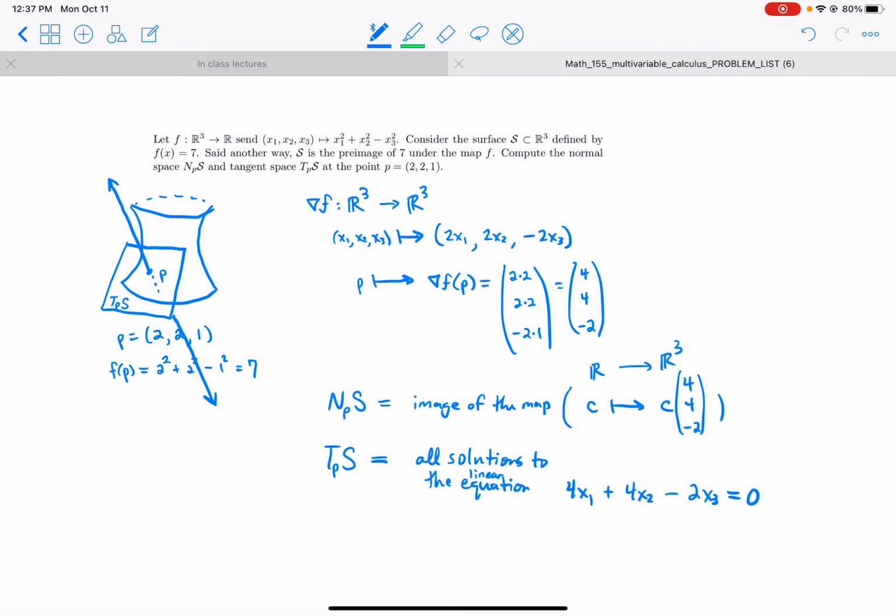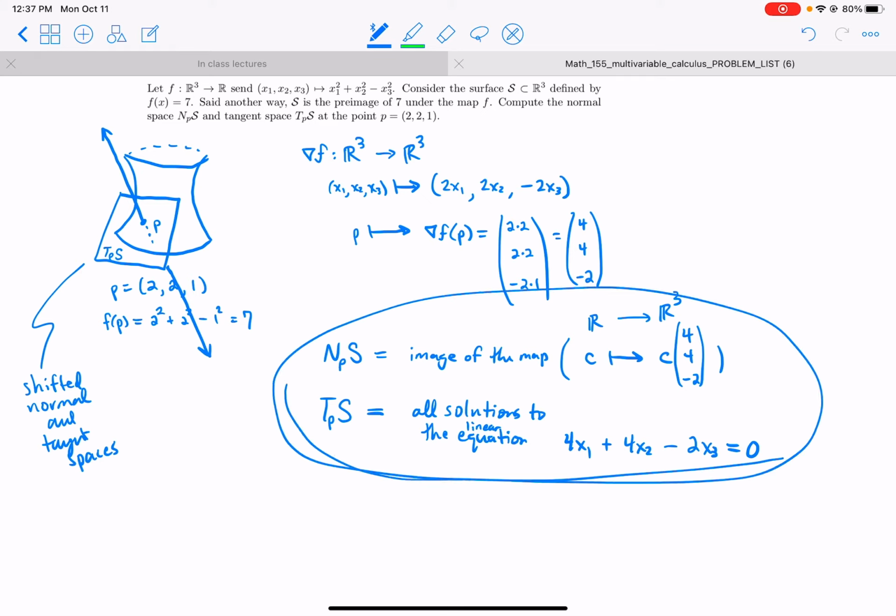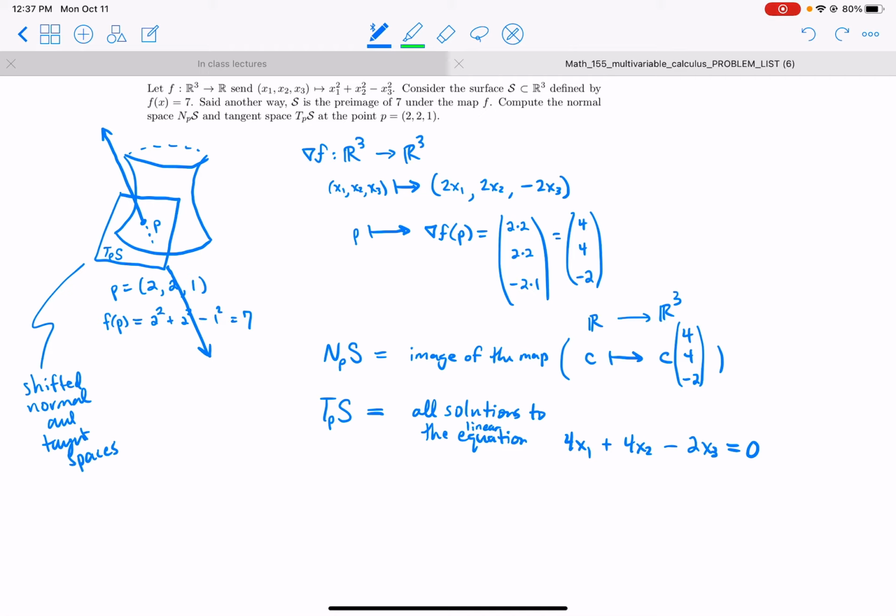Okay, so here even though I drew the shifted normal and tangent spaces, these ones right here would pass through the origin. So they're what were later called subspaces. But if we wanted to shift them, then we could do that too. We could just add f of p here. We'd have to add a p plus this to shift. And then over here, we'd have to change this number.